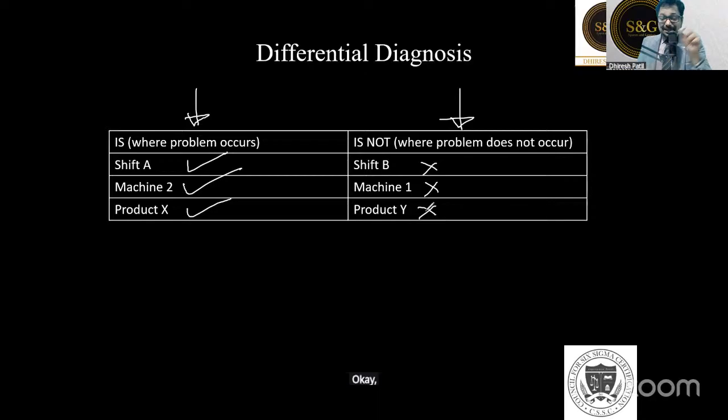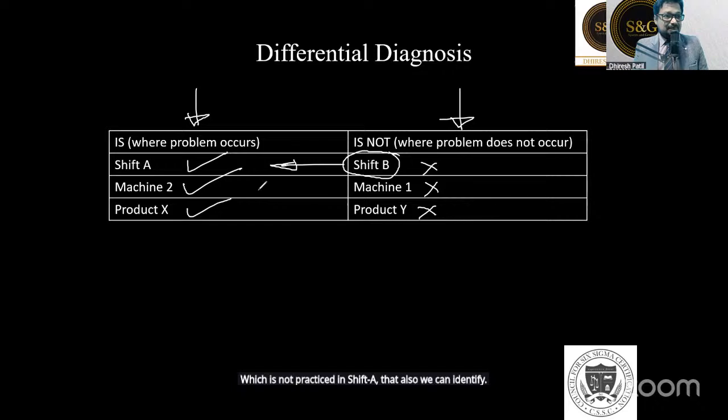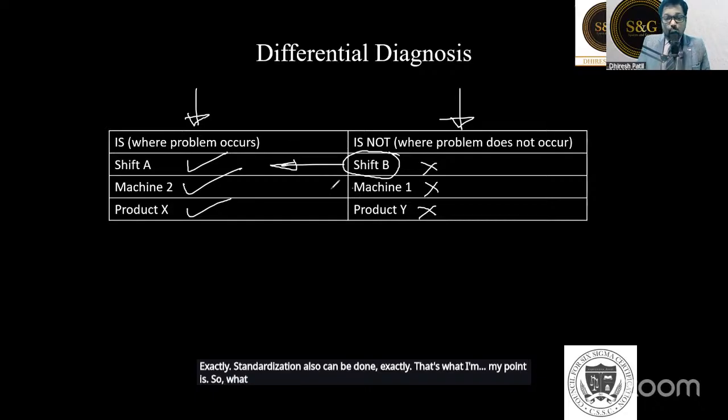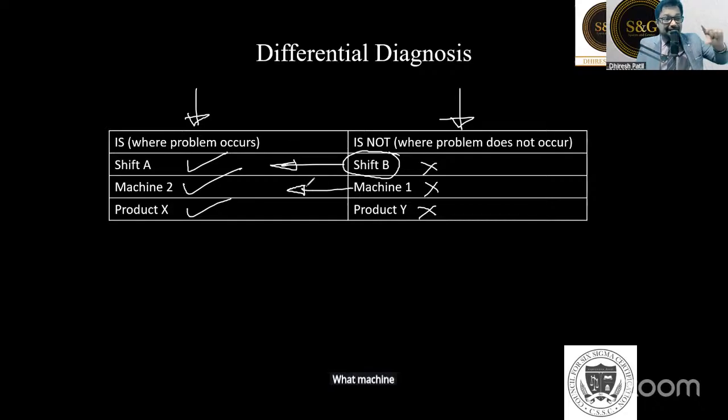Okay, and there is another advantage. We can see what shift B is doing well, which is not practiced in shift A. That we can also identify. Exactly, standardization can also be done. That's exactly my point. So what machine 1 has, what machine 2 does not have, that can be checked. What product Y has, which product X does not have, that we can also check.